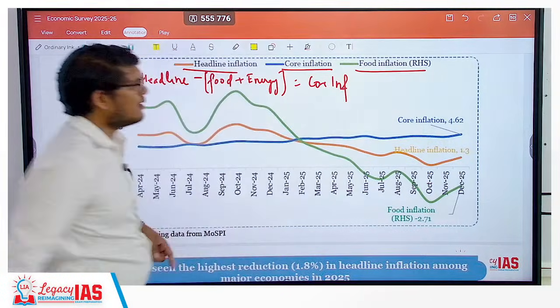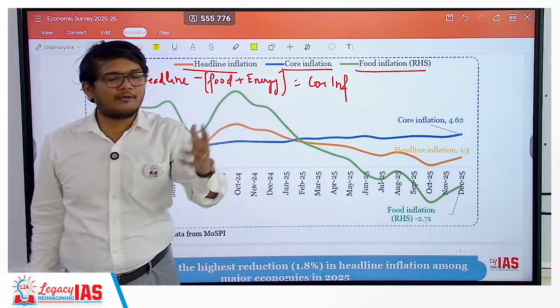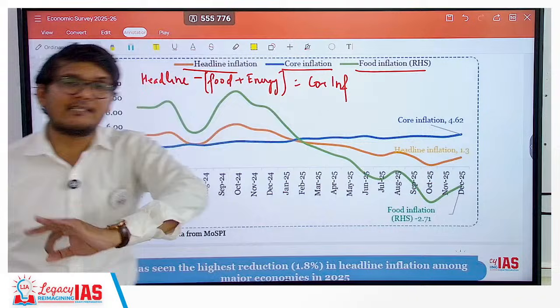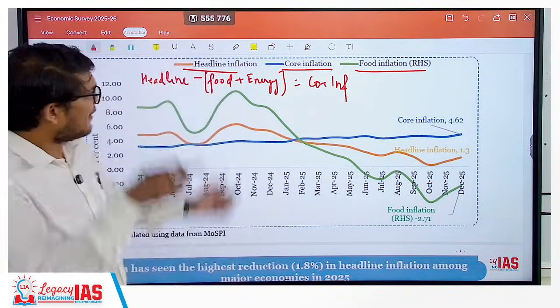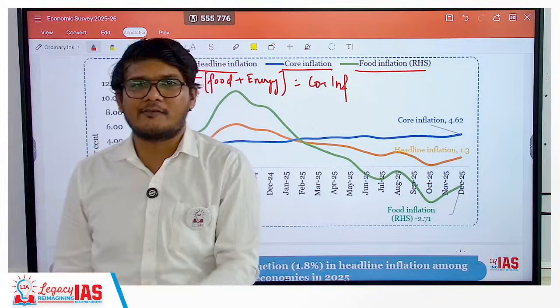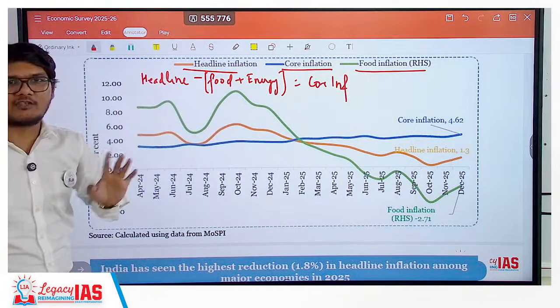I hope that's clear. So why would you want to calculate core inflation by excluding food and energy when food and energy are so important? Because food and energy are the things whose prices keep on fluctuating a lot. So there is high fluctuation in them. So if you want to understand what is happening with respect to the other goods and services, you consider the core inflation. In headline inflation, food and energy are included.